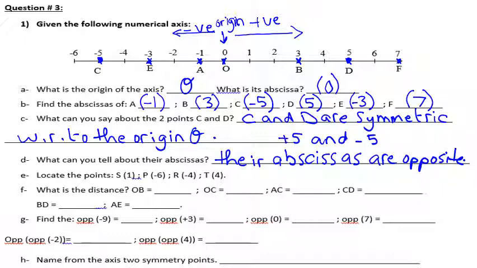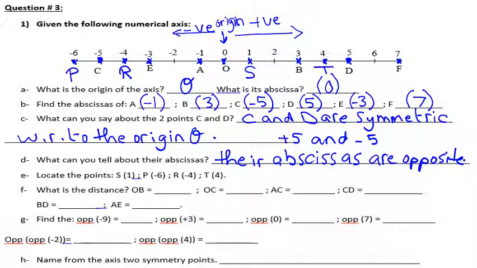Now, in part E, we should locate the point S, which has an abscissa 1. It's on the positive side, so we write an x on the abscissa 1, and we write S. P has an abscissa -6. It's on the negative side, so we write an x on minus 6, and this is P. R has an abscissa of minus 4. It's also on the negative side. So this is R, which has an abscissa minus 4, and T has an abscissa 4. So this is T having an abscissa 4.